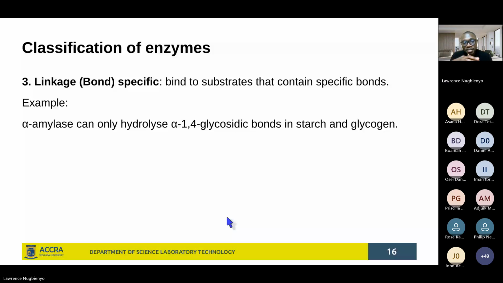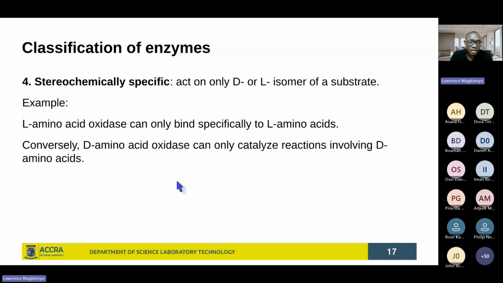So that's a Trichonympha that has the enzyme cellulase, and cellulase can break down the beta 1,4-glycosidic bonds. That's why you see termites eating wood. All right, let's continue.